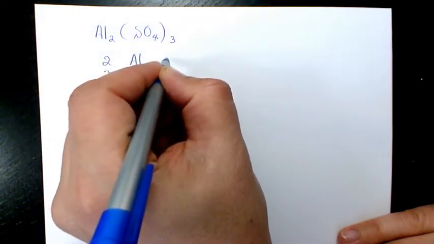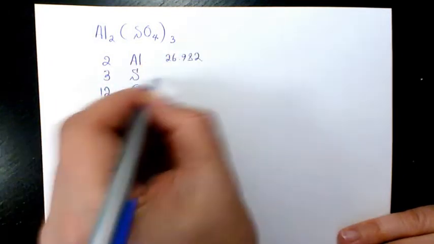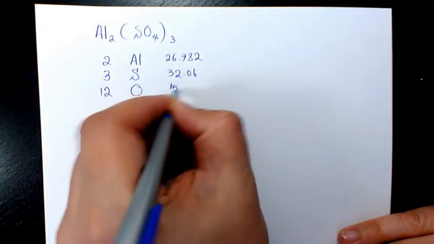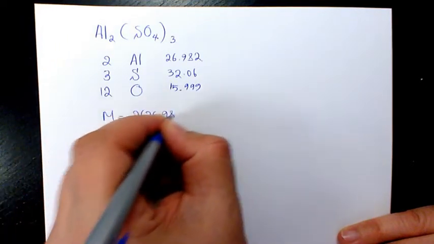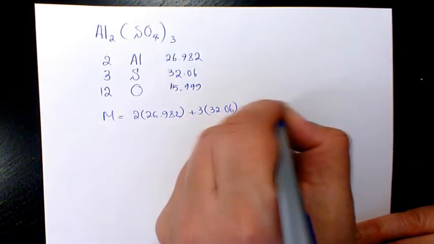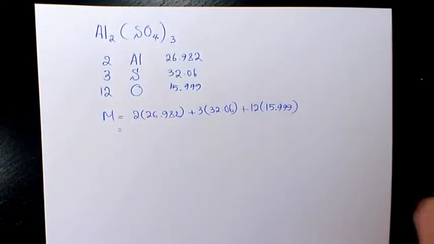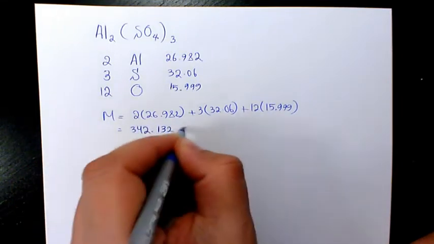Atomic masses, aluminum is 26.982. Sulfur is 32.06. Oxygen is 15.999. So molar mass is going to be 2 times 26.982 plus 3 times 32.06 plus 12 times 15.999. So that's going to be 342.132 grams per mole.